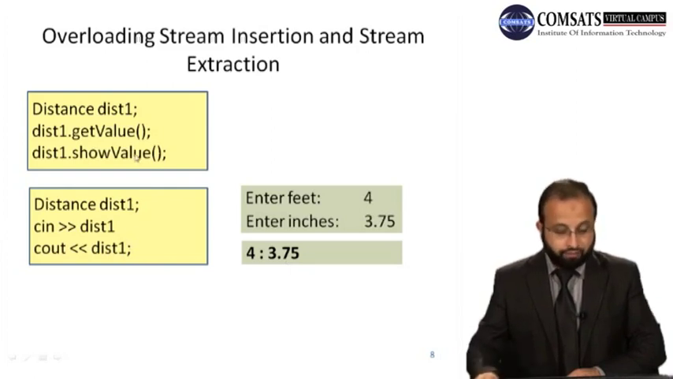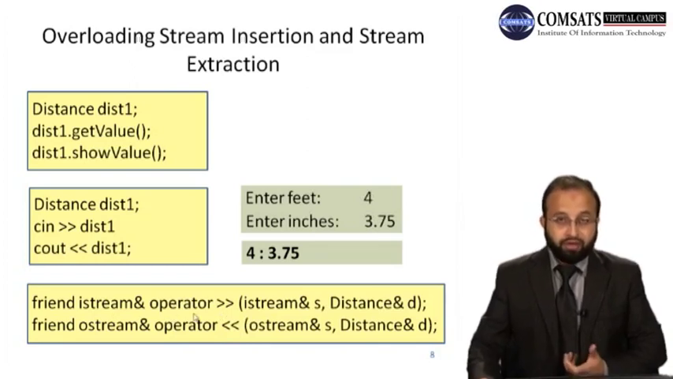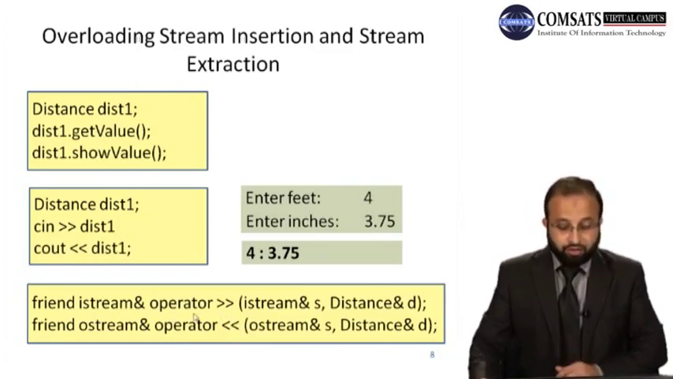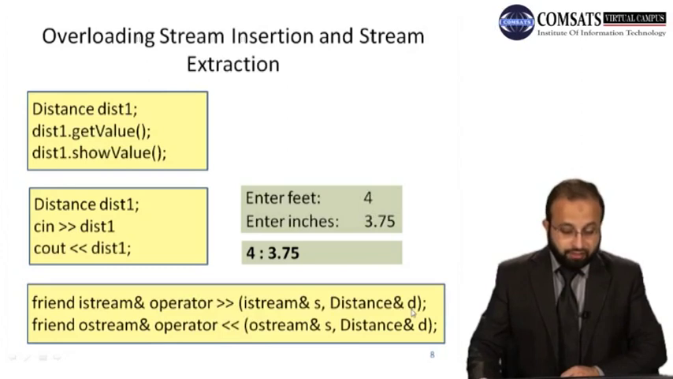So for that what we have to do is we have to overload this operator. So to overload any operator you use the keyword operator and then the operator you are going to overload. So you are overloading this greater than sign operator and you are passing the istream object, that is the reference of cin object to that function and the reference of the distance object, and this function will return the istream reference and this function is a friend function, ठीक है.